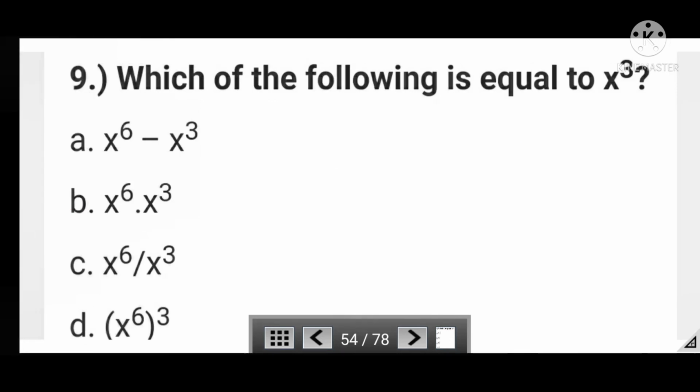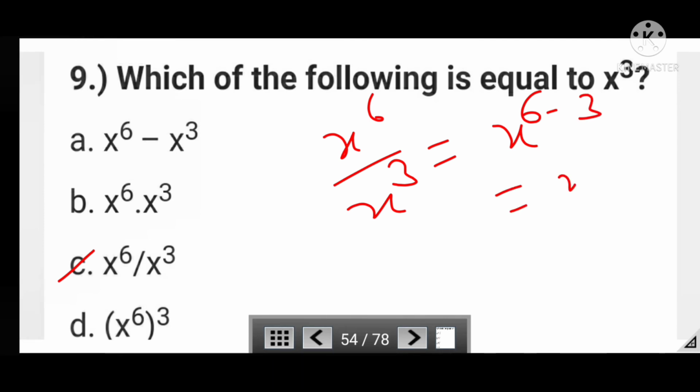Next question. Which of the following is equal to x cube? Very easy question. C option is the answer. x raised to the power 6 divided by x cube is x raised to the power 6 minus 3, that is x cube.